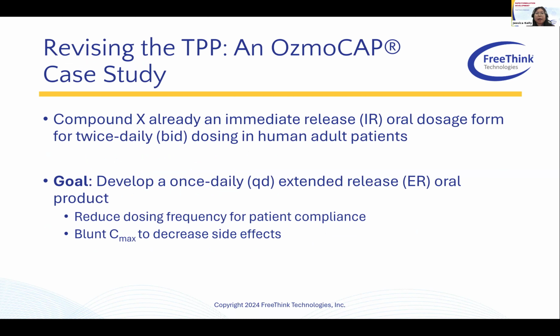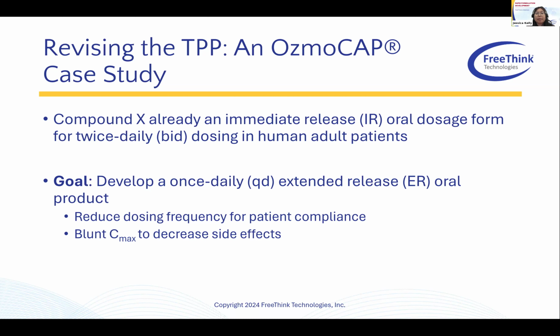In this case, compound X is already approved as an immediate release (IR) dosage form for twice daily (BID) dosing in human adult patients. If you recall from our discussion earlier about drug development phases, we can tell that the project for a new compound X product would be to improve upon the existing immediate release version of compound X.